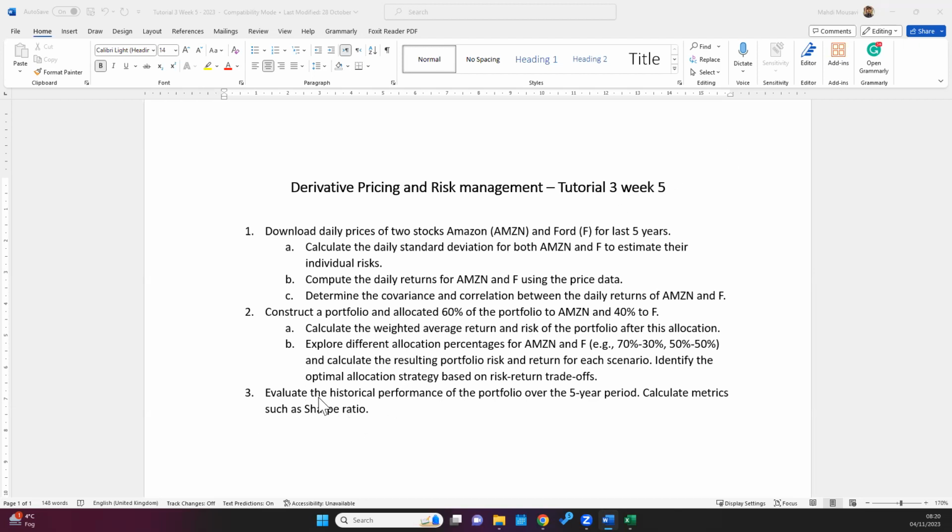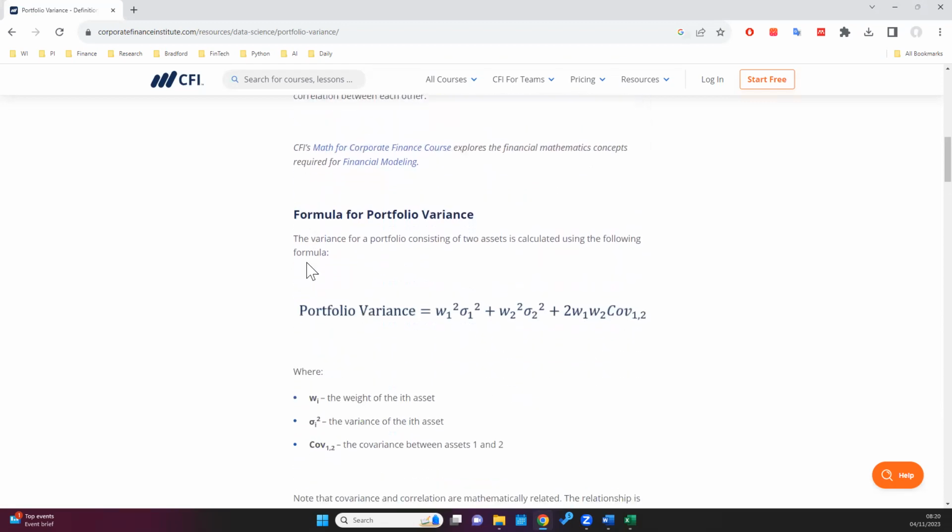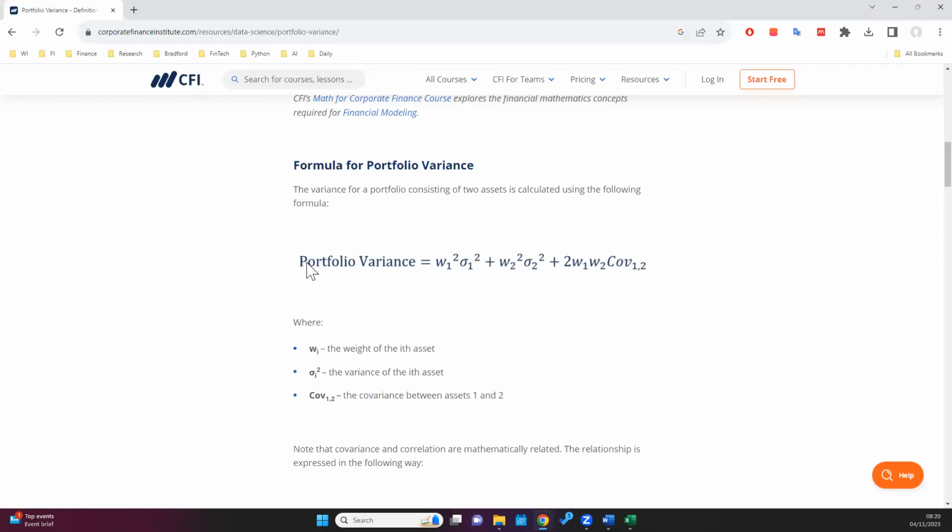So finally, evaluate historical performance portfolio over 5 years, calculate metrics such as Sharp Ratio. So let's have a look at the formula that we can find out risk and return of the portfolio. Remember, the return of portfolio is simply weighted average return of individual stocks in the portfolio.